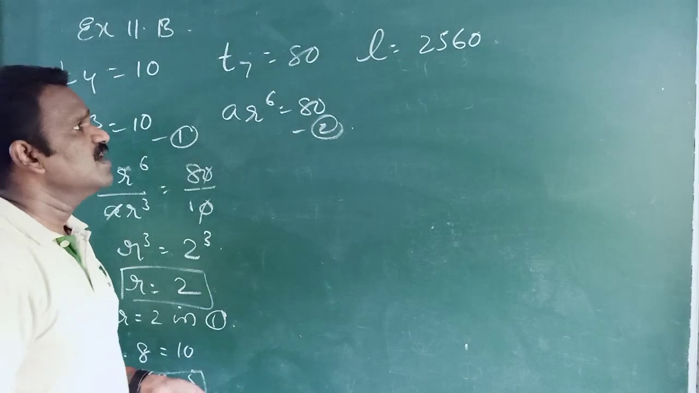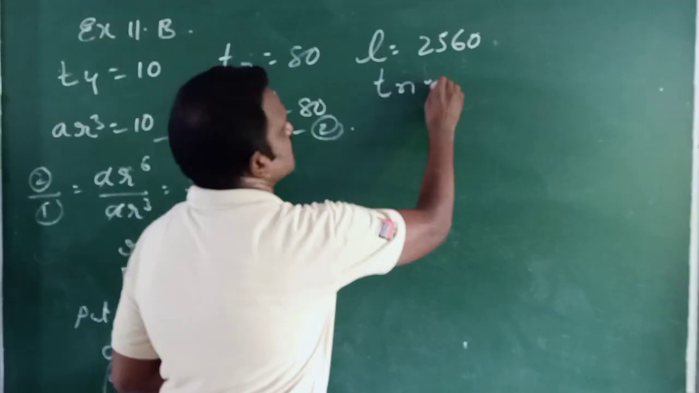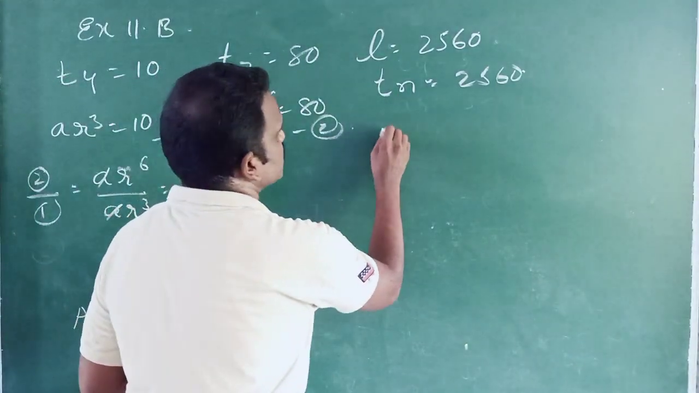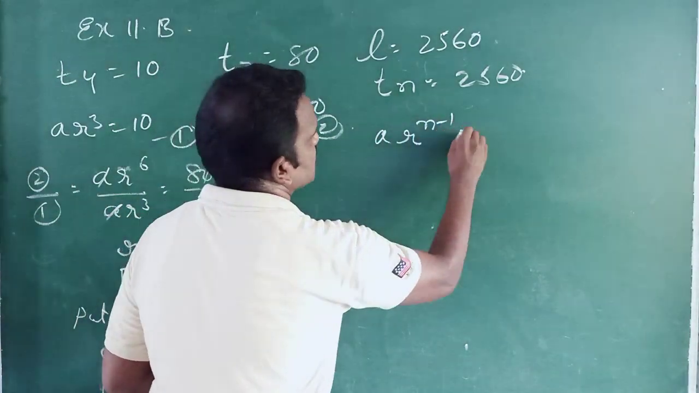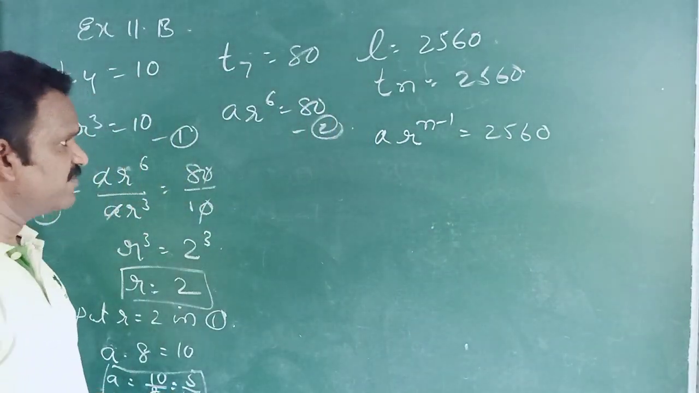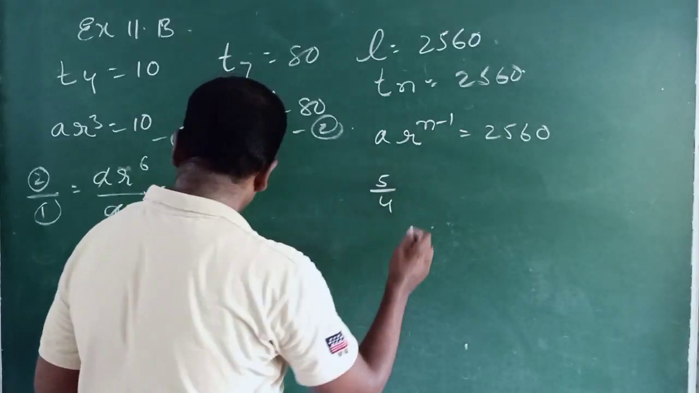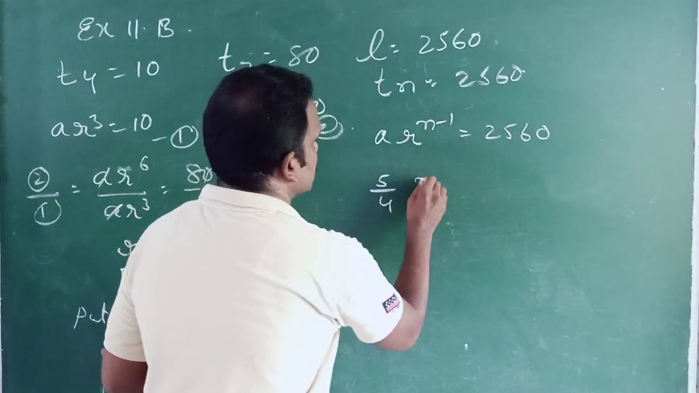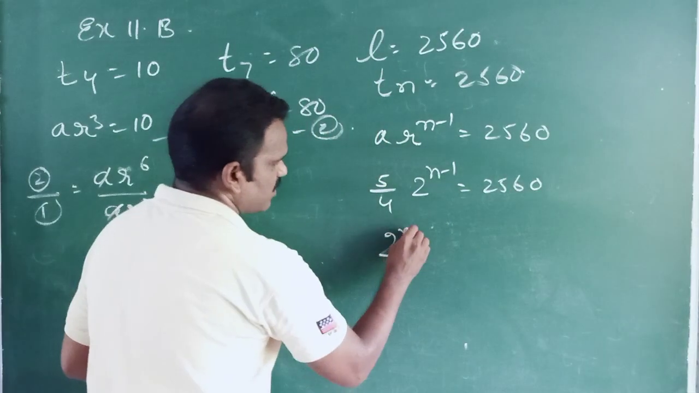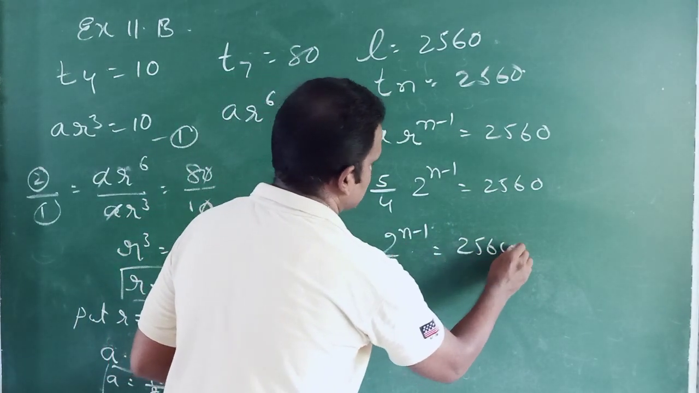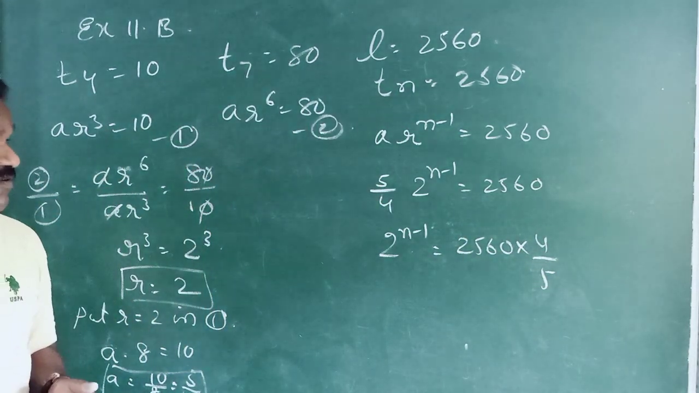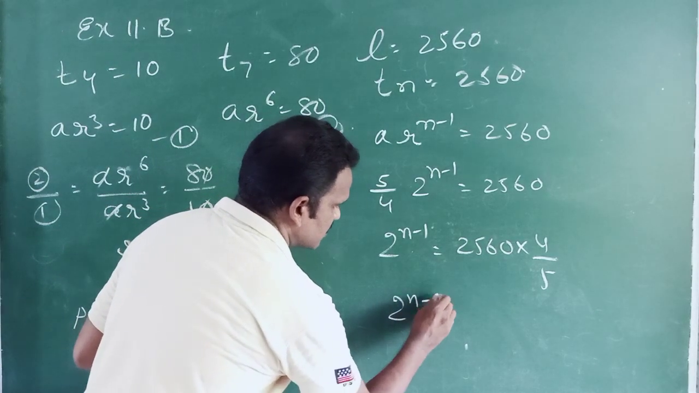It is the L value, or we can also write it as Tn. Tn is equal to 2560. Tn means what is the formula? A into R to the power of n minus 1 is equal to 2560. A value is 5 by 4, and R value is 2, so 5 by 4 into 2 to the power of n minus 1 is equal to 2560. Look carefully. 2 to the power of n minus 1 is equal to 2560 into 4 by 5. 5 by 4, if you reciprocate it, we get 4 by 5. So 2 to the power of n minus 1 is equal to 512.